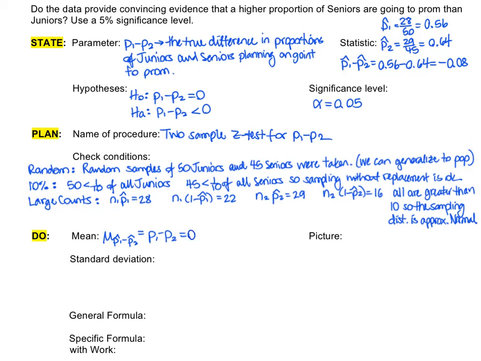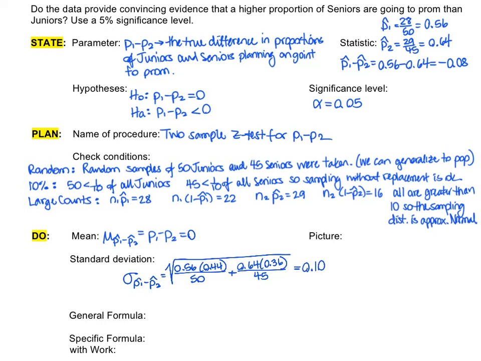Now, we need a standard deviation, so let's write down the formula for standard deviation of the difference in proportions. And we learned about this formula in the previous set of notes. It's that idea of combining random variables and finding the standard deviation of the combination.